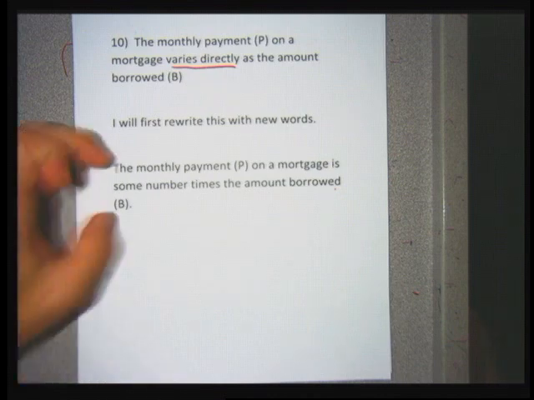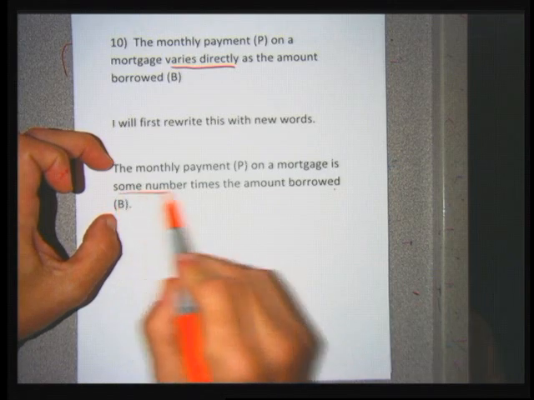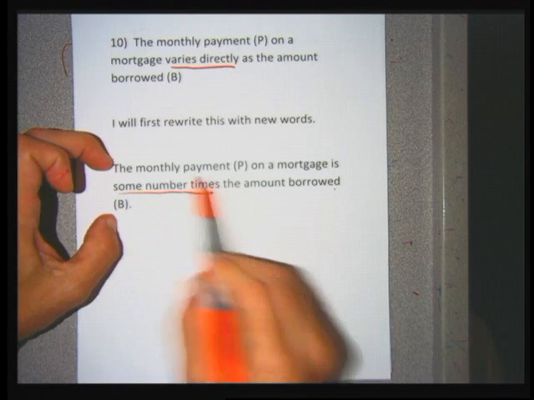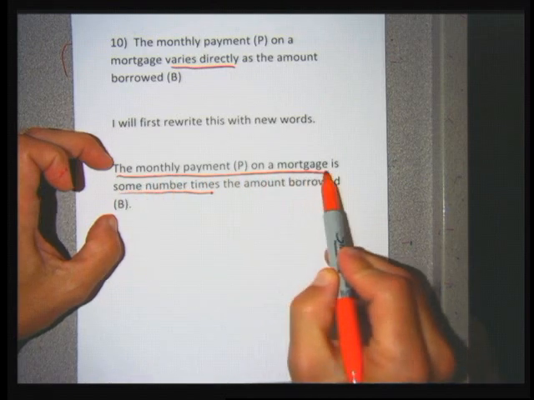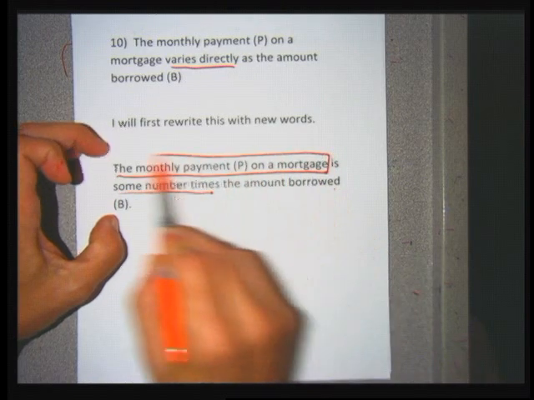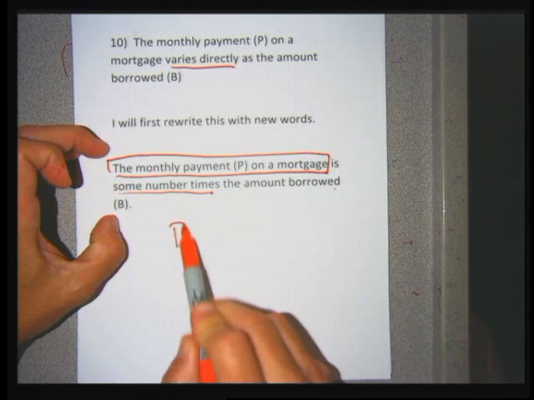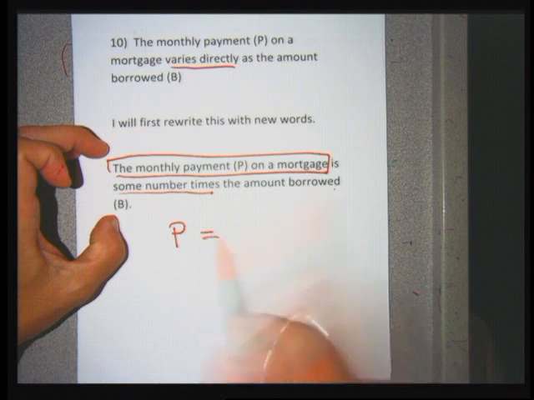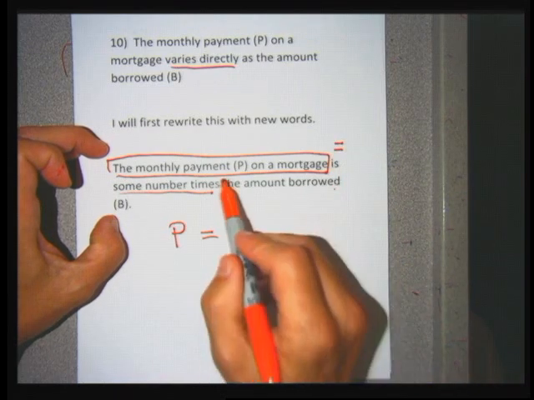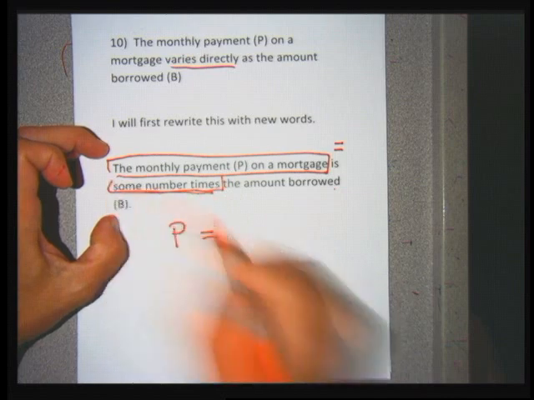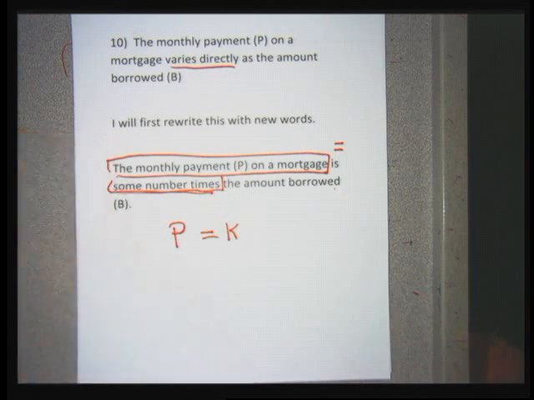So I rewrote the problem with the words some number times replaced by directly. I didn't write the word equals, I wrote the word is, but up to here, the monthly payment P on a mortgage, that's the P that goes to the left of the equal sign. The word is gives me the equal sign. The some number times gives me the k and a times symbol that I don't need to write.